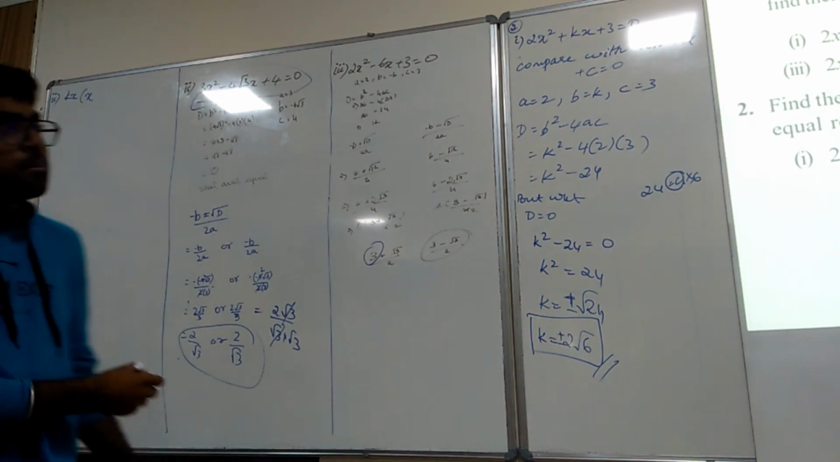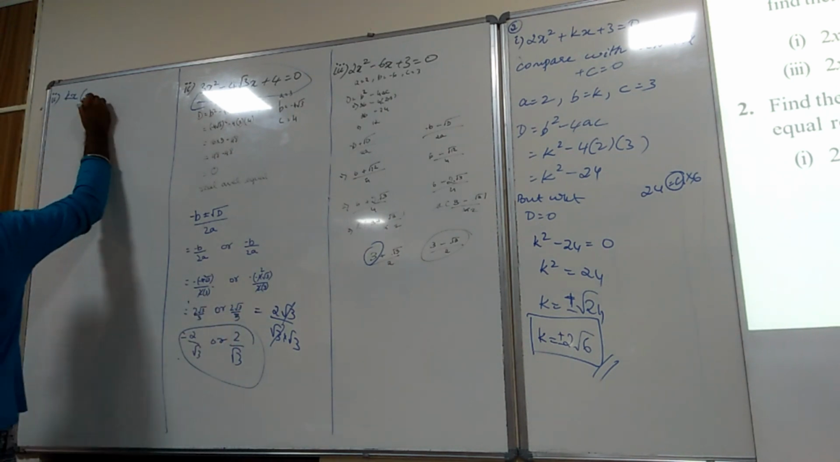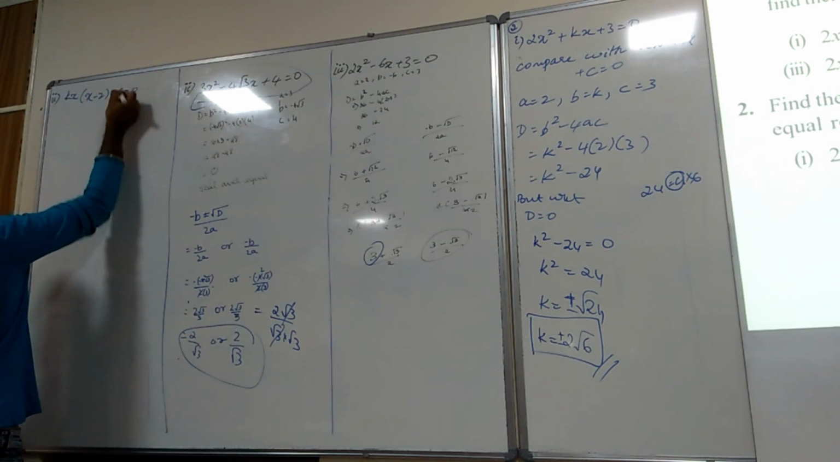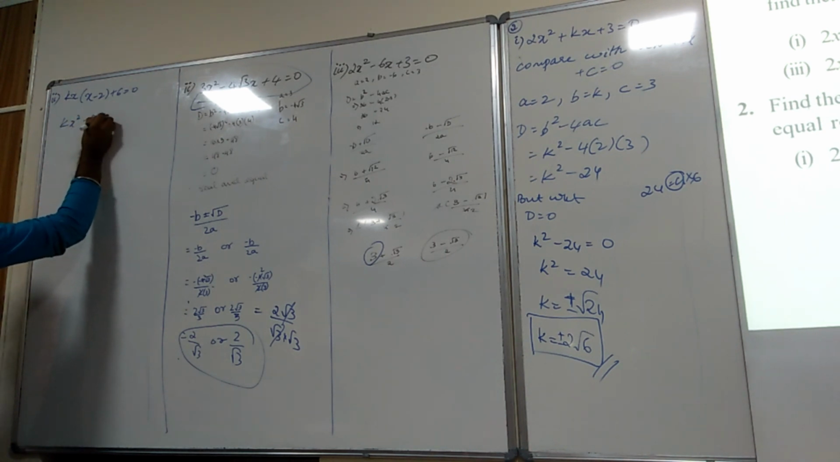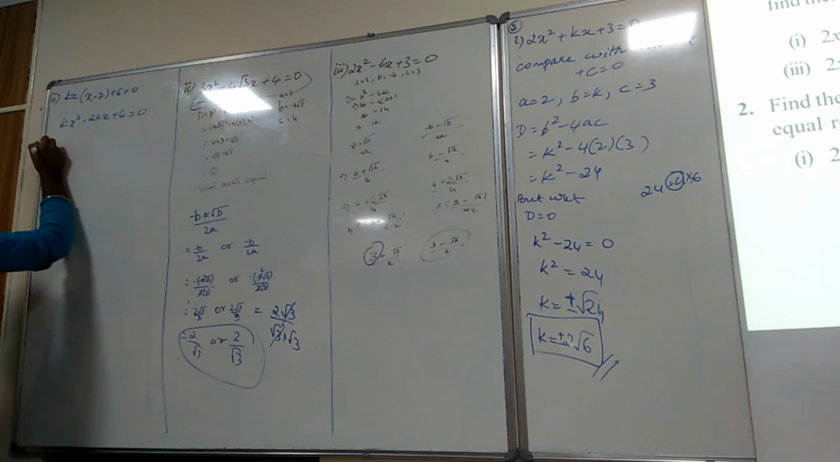X plus or minus some. Calculate: plus kx square minus 2kx plus 6 equals 0. Apply it.